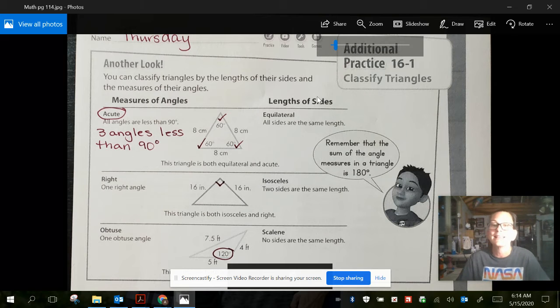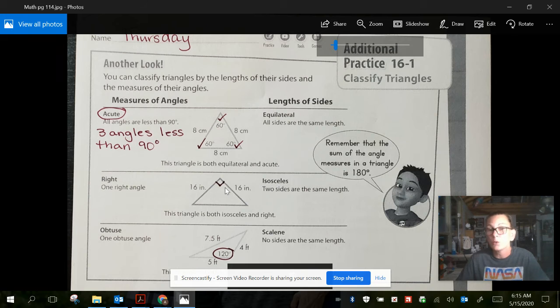Okay. And then let's look at the length of sides. Notice they've got the measurements 8, 8, and 8. Well, 8 is all the same. This must mean it is an equilateral triangle. All right, let's look at this one. Notice right away we see that box. That means what kind of triangle do we have? A right triangle. Very good.